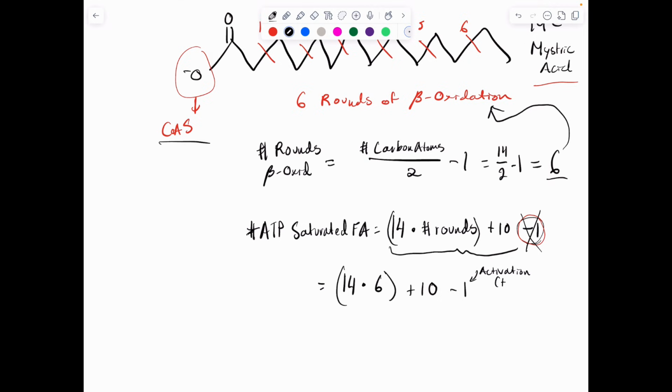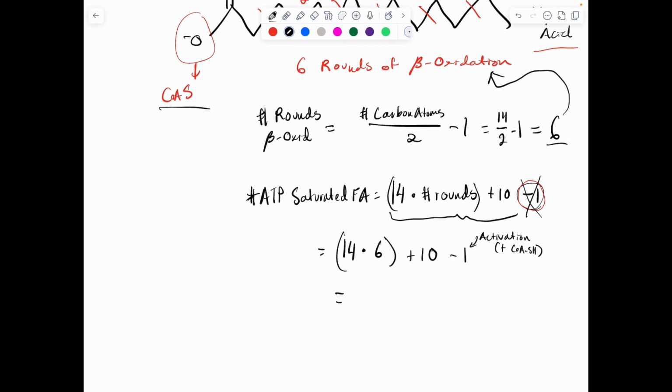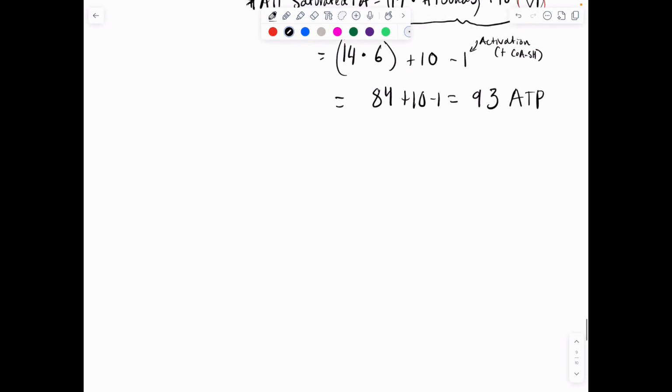And so we added a CoA-SH. Awesome. All right, so in total, 14 times 6 is, we got to do math really quickly, 84. Add 10, subtract 1, that would be 93 total ATP. Sweet. Okay, so now that is just saturated fatty acids, but there is one last thing that Dr.